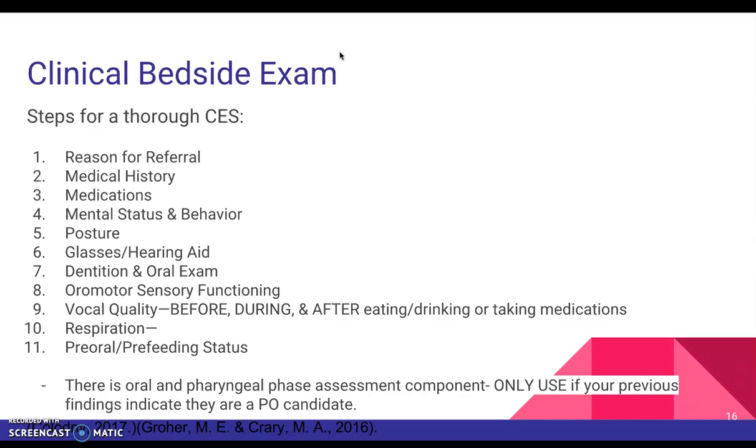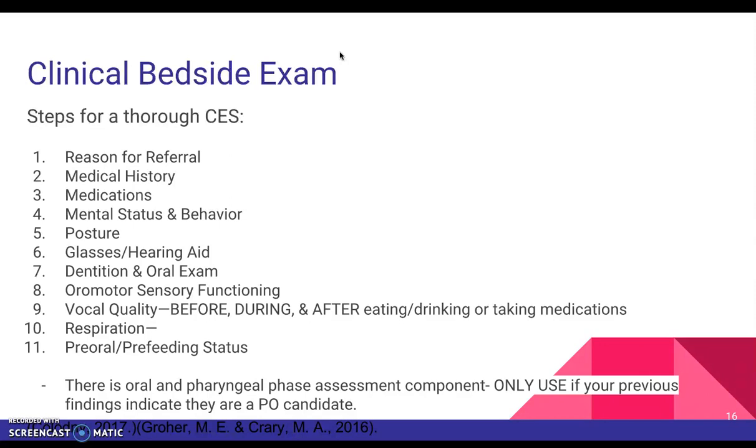You have to do an oral exam, do a motor sensory functioning. You have to assess their vocal quality, so with ahs, e's, and high to low pitch ranges and low to high. You have to assess their respiration. Are they on oxygen therapy? Do they use a mask, nasal cannula?